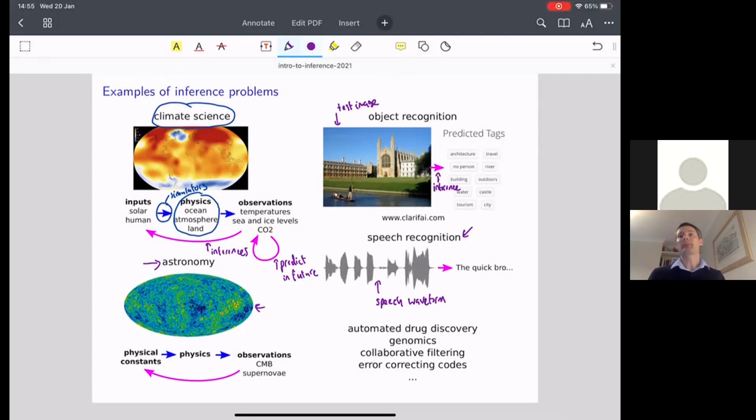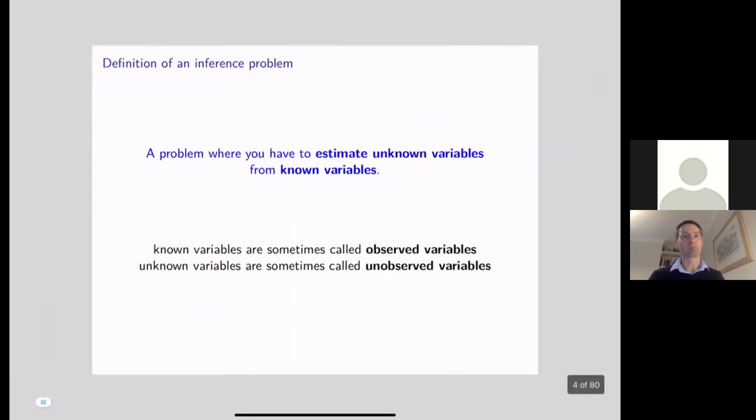So taking a step back and distilling down what I've tried to communicate in this slide, the essence of an inference problem is essentially any problem where you have to estimate a set of unknown variables from a set of known variables. And often in those contexts, you know something about the relationship between the unknown variables and the known variables. So in the climate science example, it was a simulator, same for physics. In the object recognition example, it's probably a pile of data that tells you what actual labelers would have tagged real observed images with.